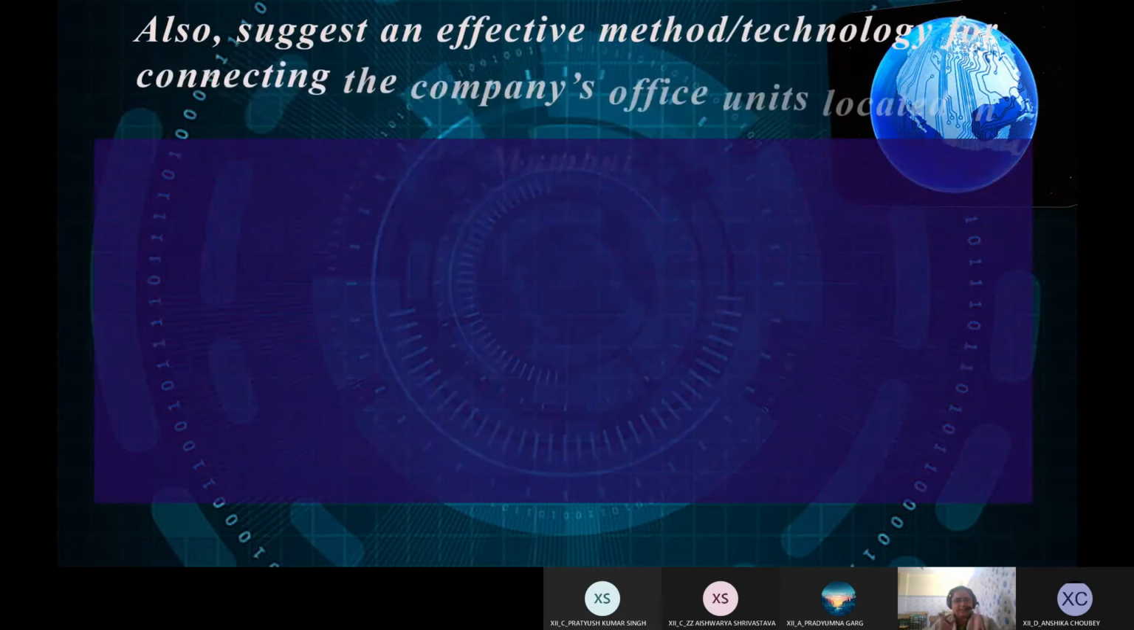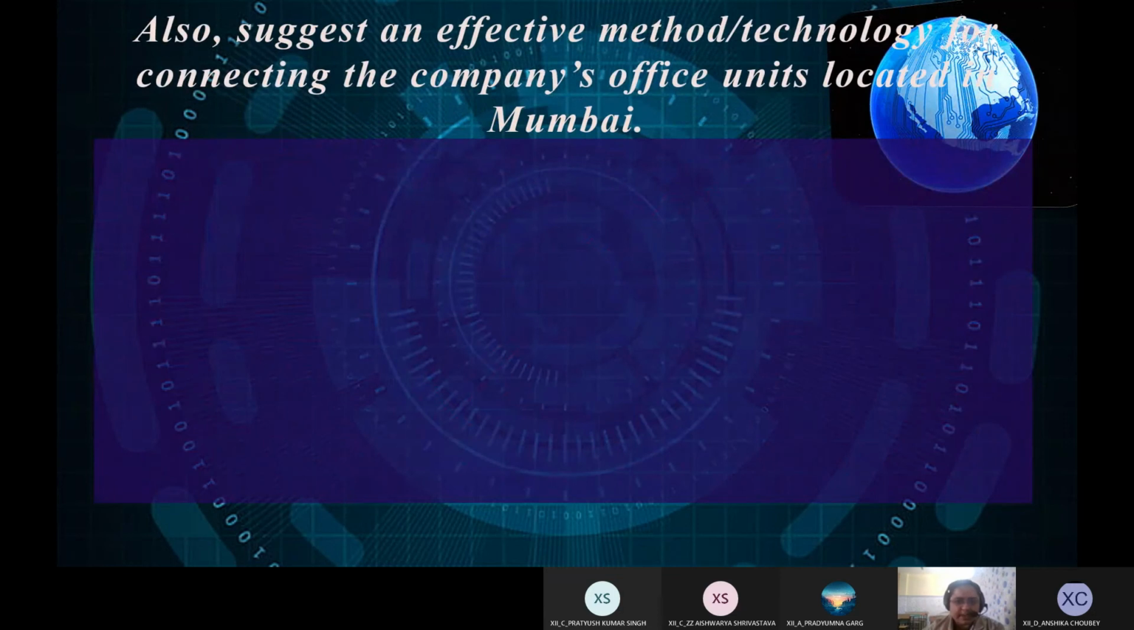I hope the basic things are clear to you. Now coming to the second part of the question. Also suggest an effective method or technology for connecting the company's office units located in Mumbai. Now, how will you connect Pondicherry with Mumbai? Any suggestions by you people?